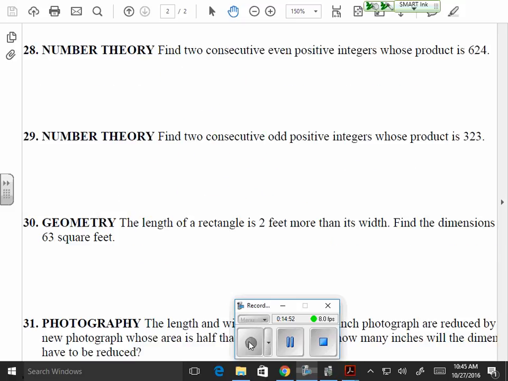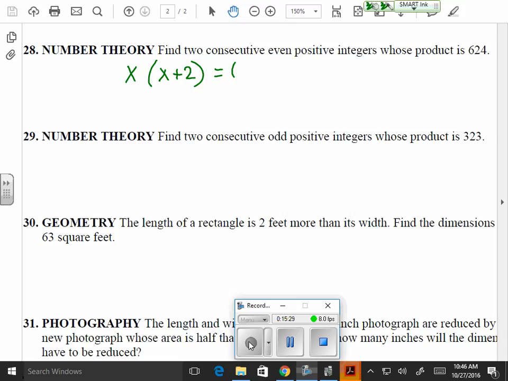We'll do one more, number 28. Two consecutive even positive integers whose product is 624. Okay, how do we create an equation that will give me two consecutive even positive integers? Well, let's say the first one is x. Let's just say that x is an even positive integer. How do I find the next even positive integer? Well, I'll have to add 2. Because if x is 2, then the next one will be 4. 2 plus 2 is 4.